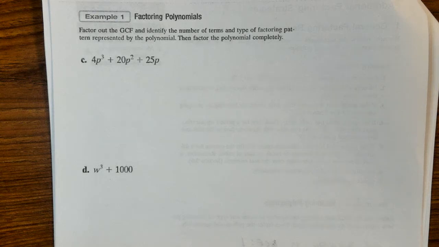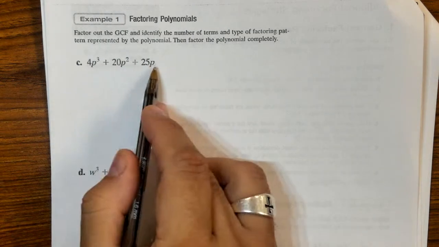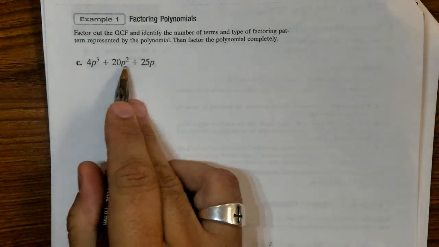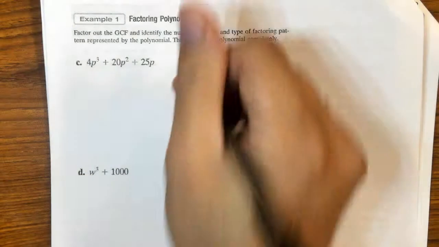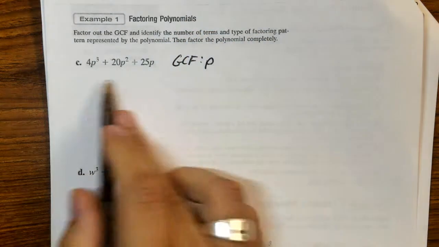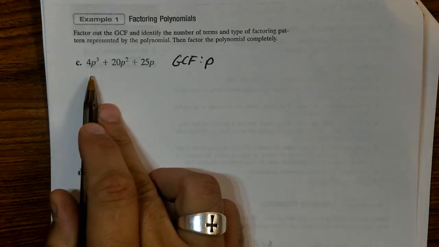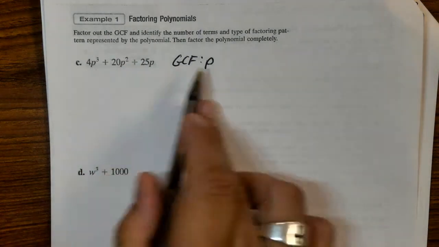For example 1c, we have to identify the GCF for this trinomial. Notice how all the terms have the variable p, so our GCF is just the variable p. There is no numerical GCF to factor out other than 1, and there is a variable that can be factored out, p.